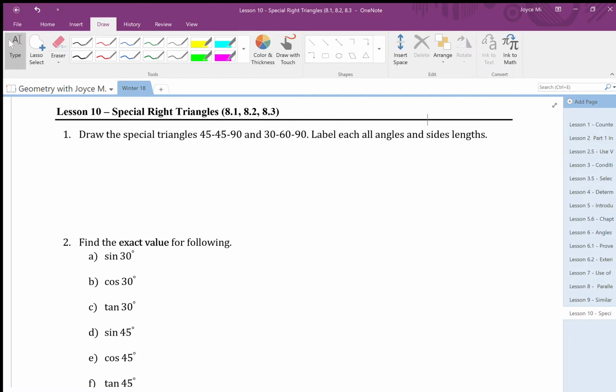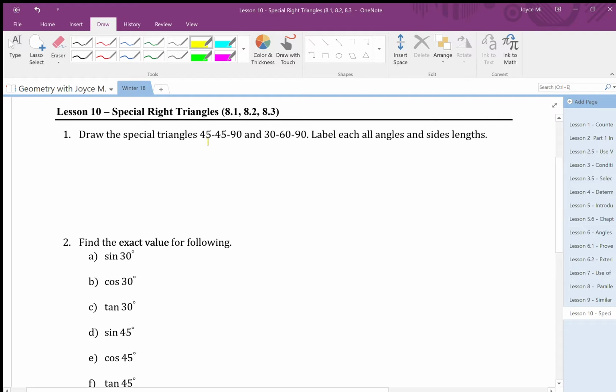Hello, in this lesson, I'm going to go over special right triangles. This is chapter A of the lessons in class. So in this, we talk about two special right triangles. One is a 45, 45, 90 right triangle, the other is a 30, 60, 90 right triangle.